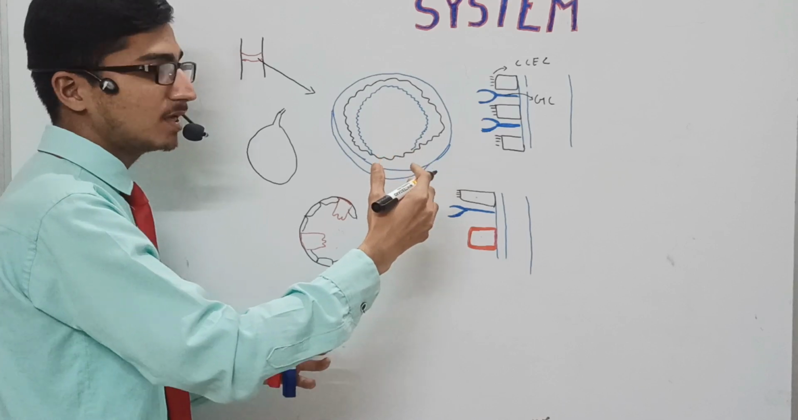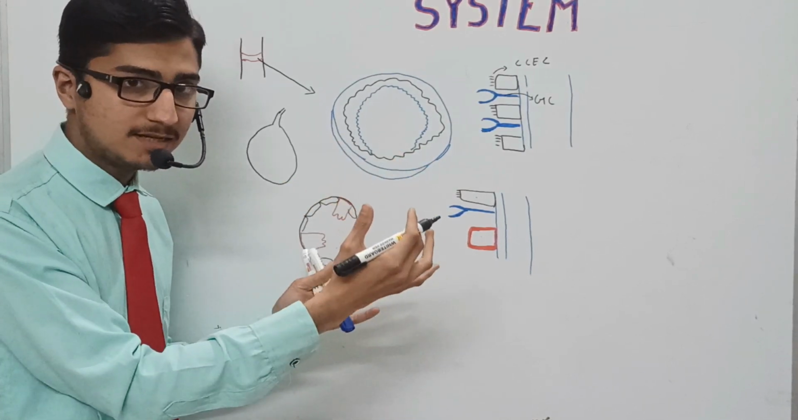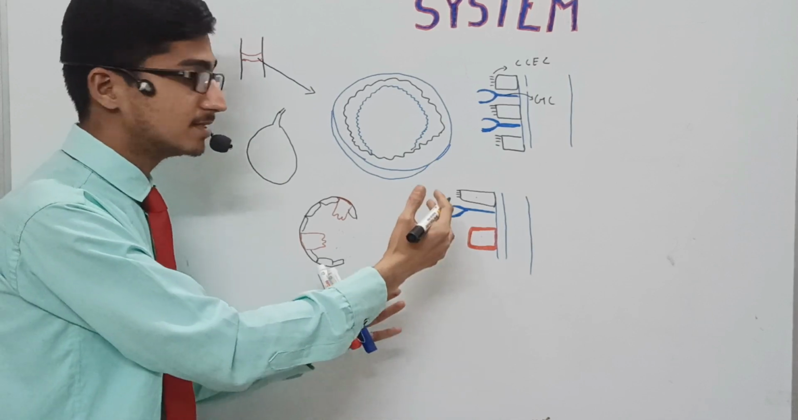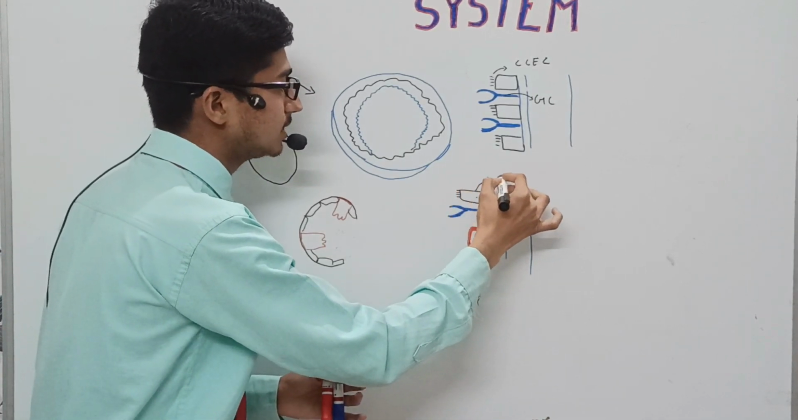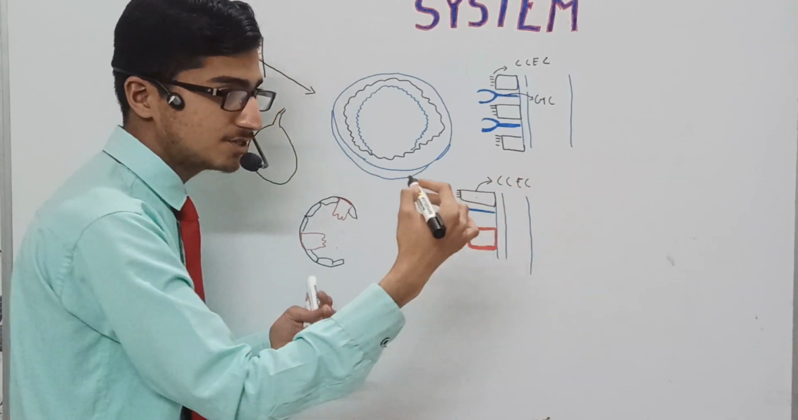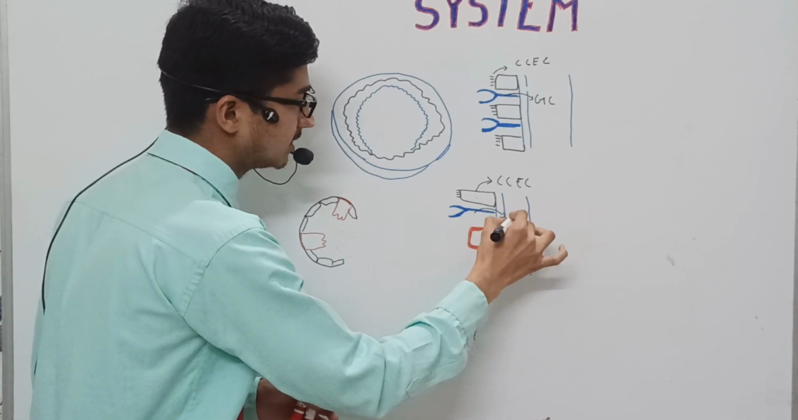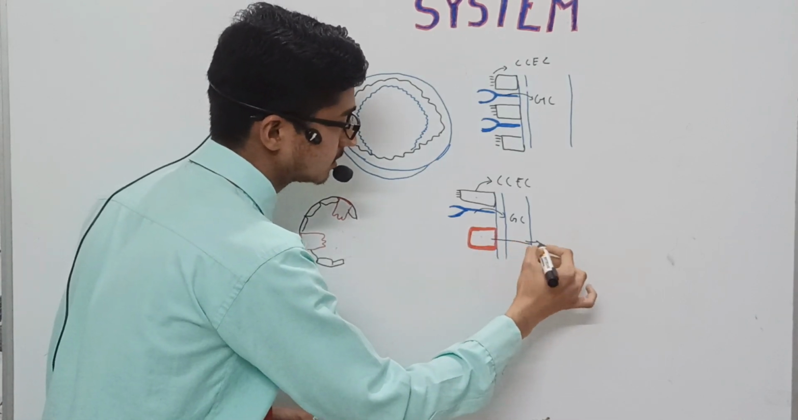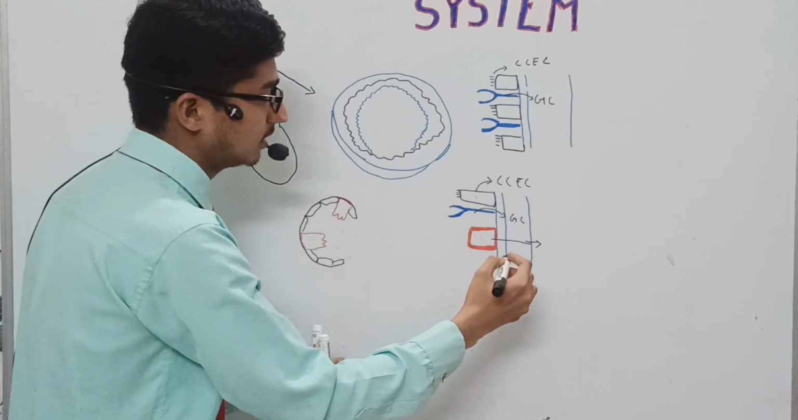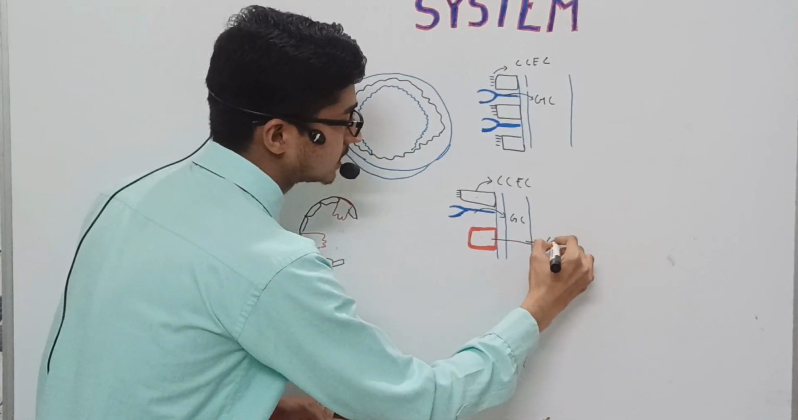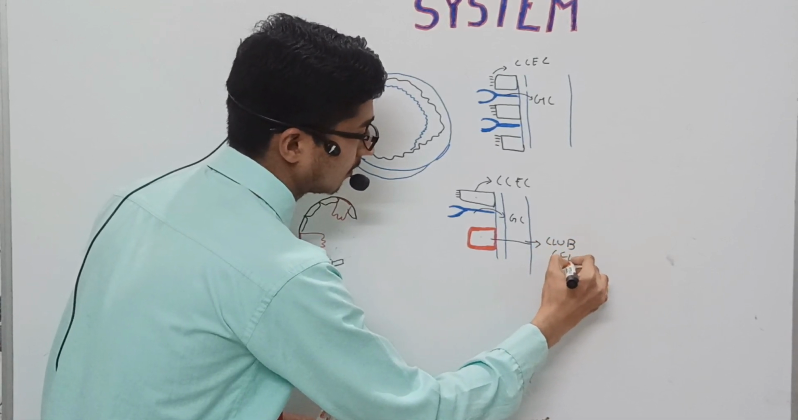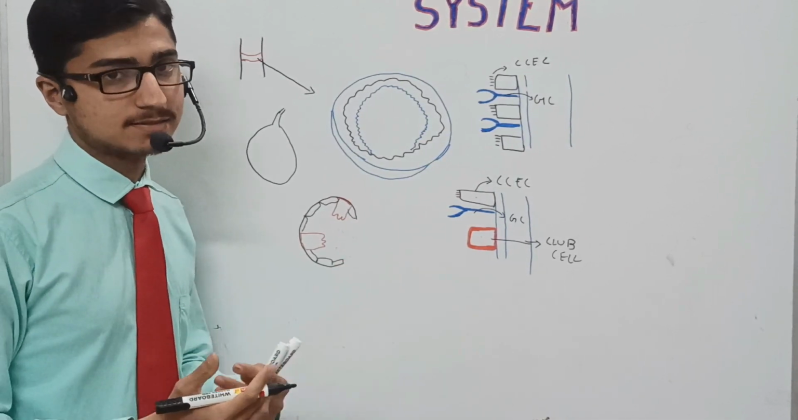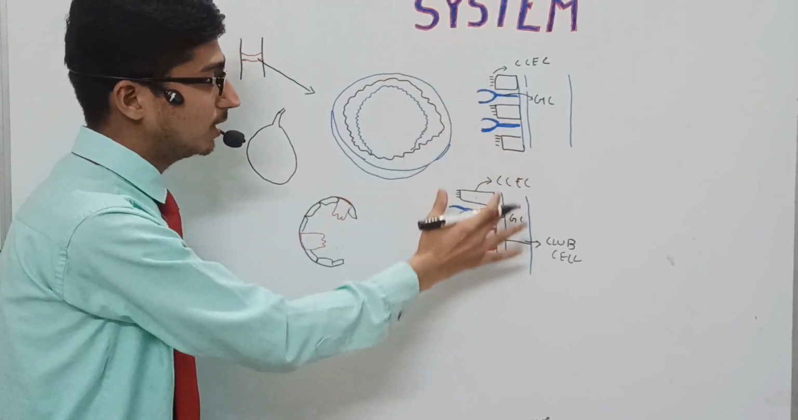Then these rings become fewer in number towards the conducting zone, and towards the end of the conducting zone there are three types of cells present. Number one is ciliated columnar epithelial cells. The function is the same. Number two is goblet cells, whose function is the same. And number three, these are the new types of cells present towards the end of the conducting zone, and they are known as club cells. Now what is the function of these club cells? They will secrete glycosaminoglycans, which will protect the whole epithelial layer.